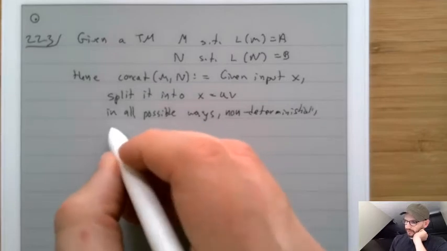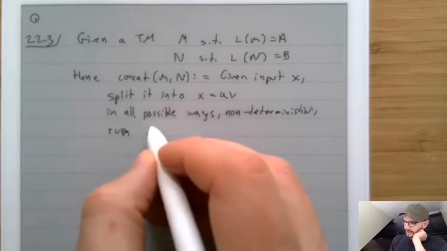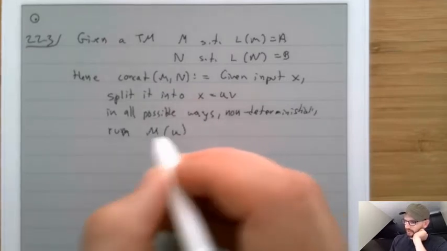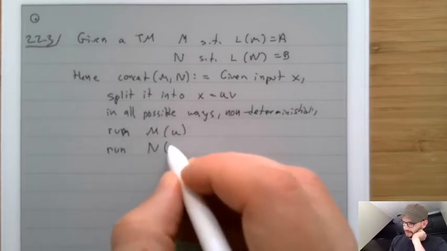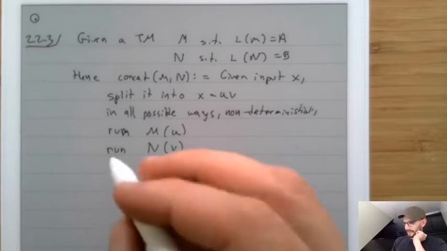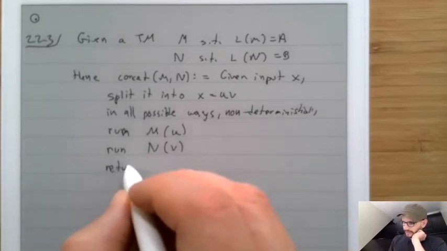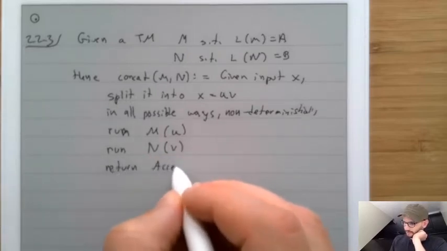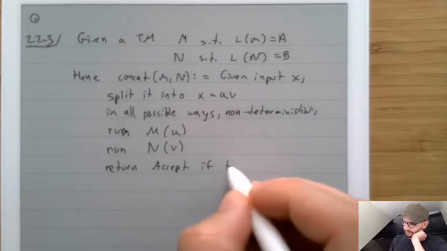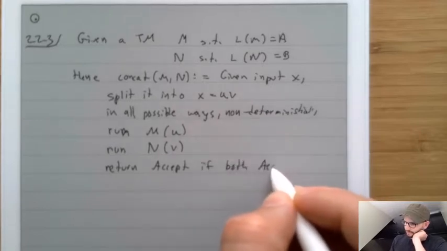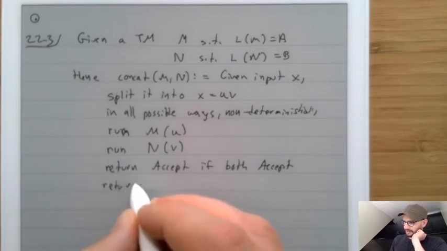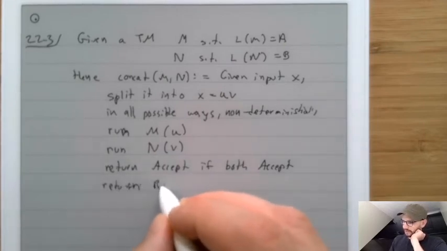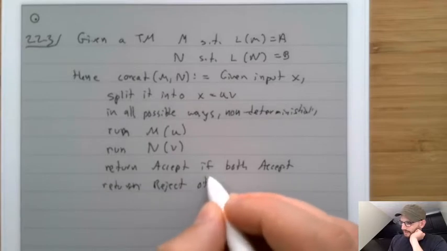Then what we're going to do is we're going to run M on u, and we're going to run N on v, and then we're going to return accept if both accept. And we're going to return reject otherwise.